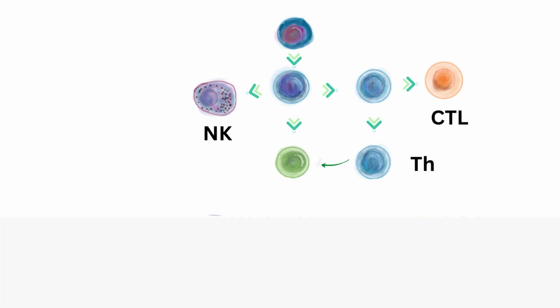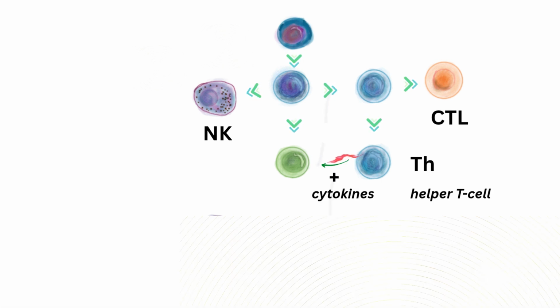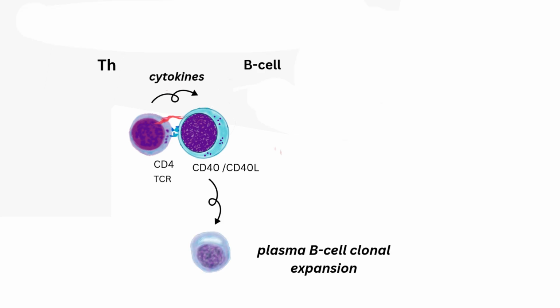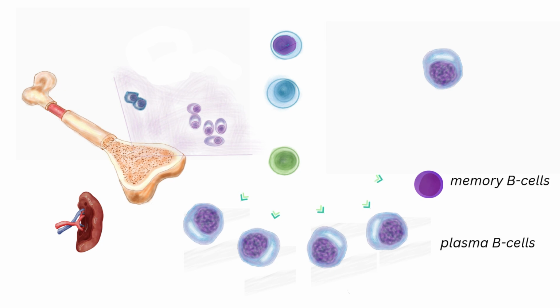The T helper cells play a critical role in our immune system, activating, directing, promoting, and helping other immune cells through cytokine secretion. And just for your information only, direct B cell activation and clonal expansion occur through the interaction of T cell receptors on CD4 positive T cells with T dependent antigens and B cell CD40 and CD40L complexes. This direct interaction plus cytokine stimulation leads to plasma B cell expansion in the bone marrow and spleen to become tiny monoclonal antibody producing factories.